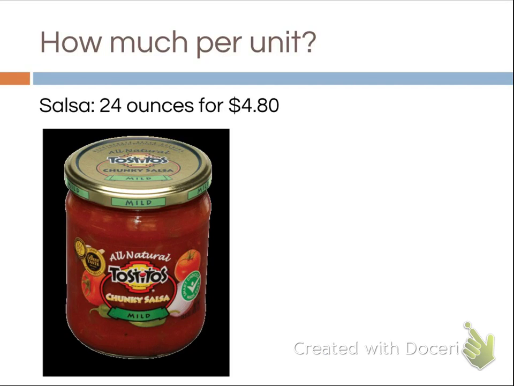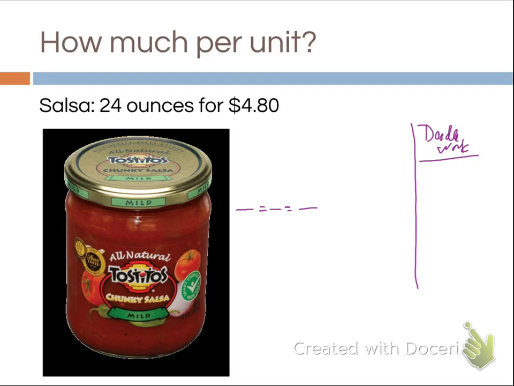Let's look at this jar of salsa here. Let's say this jar has 24 ounces and the total cost for the 24 ounces is $4.80. What we need to figure out is how much it's going to cost us per unit, or per ounce. We're looking for 1 ounce. So I'm going to set up my page like normal. I'm going to have my doodle work over to the side so that I can show my calculations. If I make a mistake, we can figure out what went wrong. Then I'm going to set up my proportion.